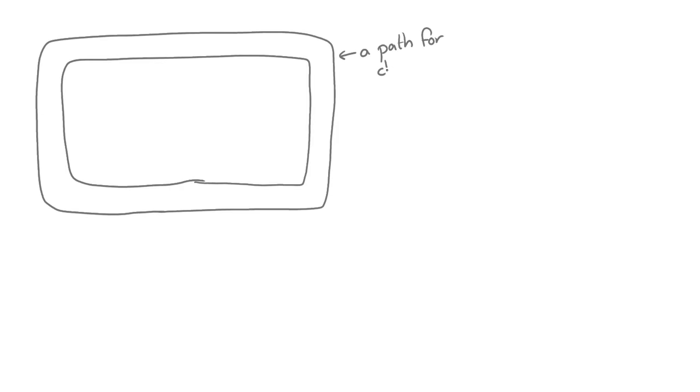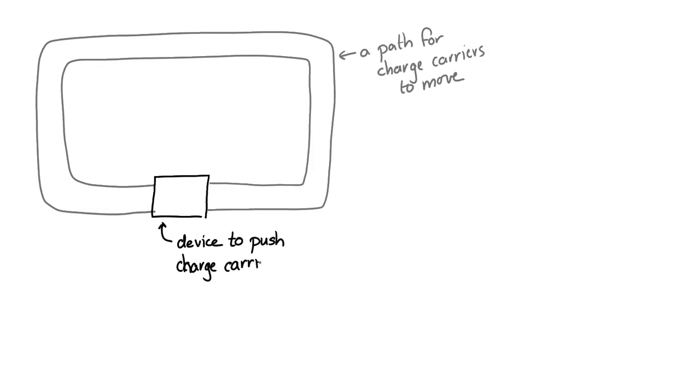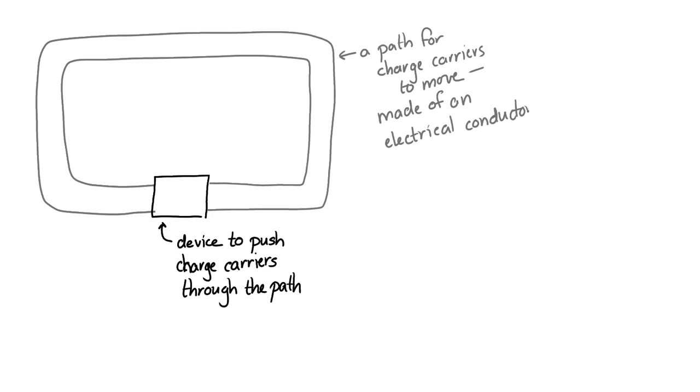Okay, now imagine that we have a path for these charge carriers, these electrons, to move around. I'm going to draw an example right here. So instead of moving along a straight line, they're going to move through a loop. And right here, I'm going to draw just some kind of device. Don't worry about what it is right now, but it's some kind of device to push the electrons through this path. And this path is going to be made of an electrical conductor. So if we do that, then the electrons, these charge carriers, can flow this way. Now, we call this a circuit.